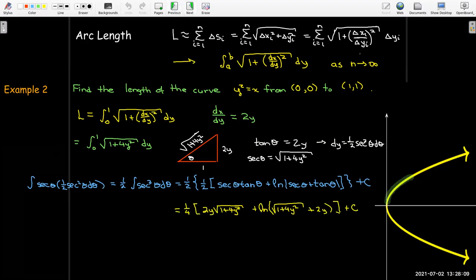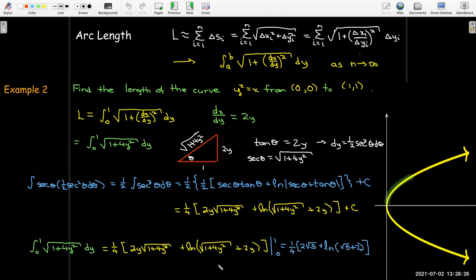So tangent theta is 2y, secant theta is 1 plus 4y squared, the radical of that. So making that substitution, I can now evaluate that between 0 and 1 to find the arc length. And so I get 1/4 in brackets 2 radical 5 plus the natural log of radical 5 plus 2.